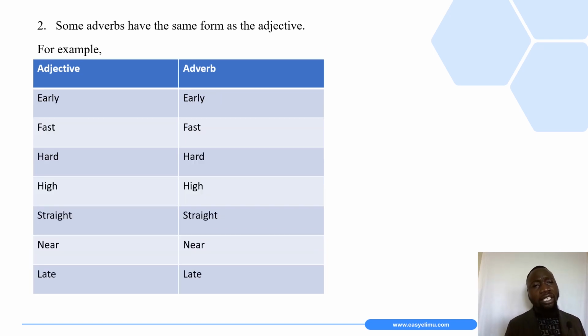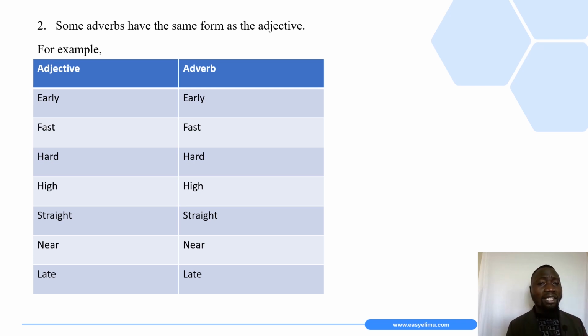Again, we also told dear students that there are some adverbs that have the same form as the adjectives. So we have various ways of forming adverbs, but the first rule that we are looking at is the most common one, adding ly at the base of adjectives. That is the most common one.